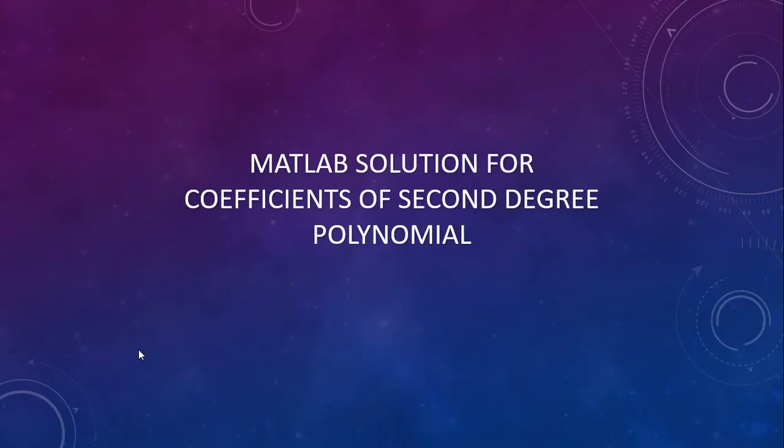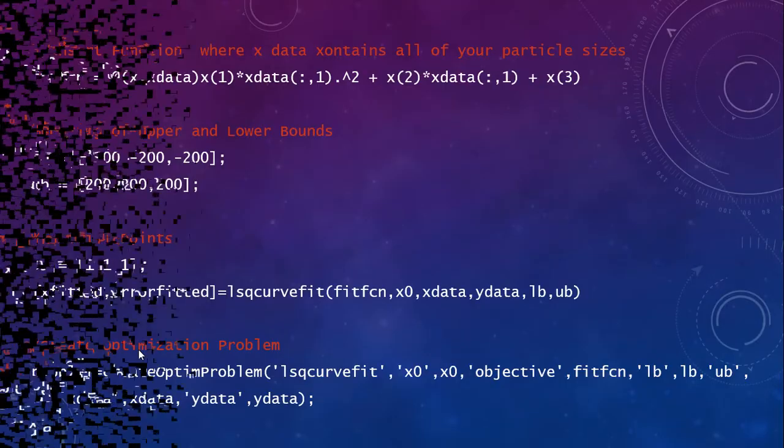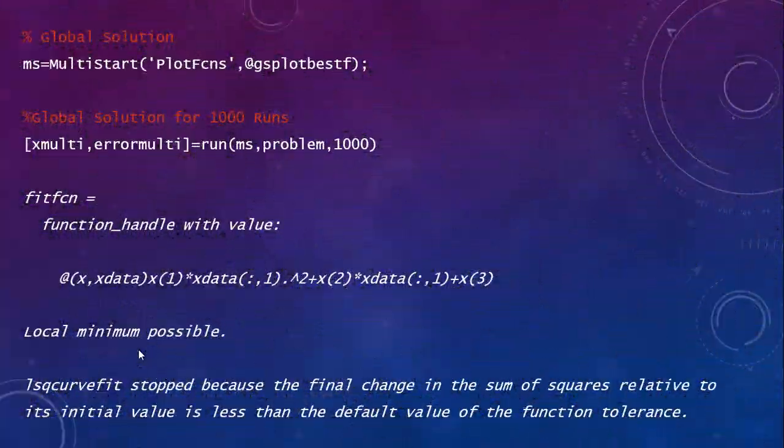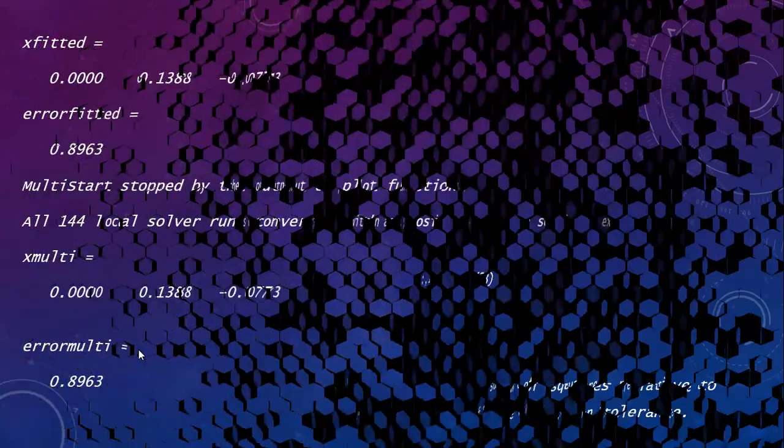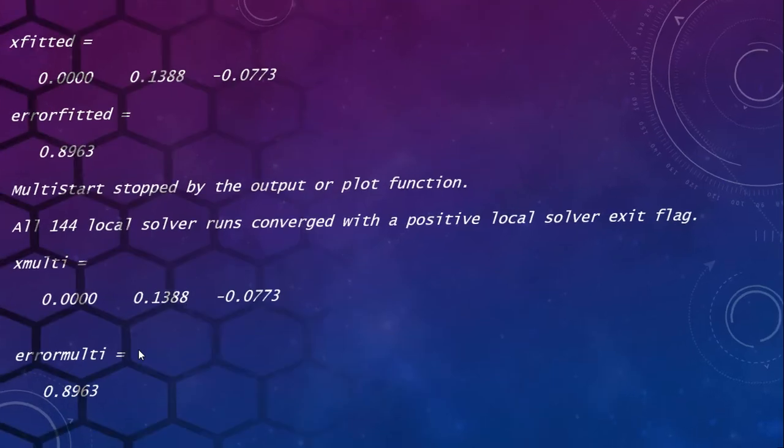We start with the first one, MATLAB solution for coefficient of second degree polynomial. So these are the codes that we wrote then to generate our function. The code still continues. If you want to check the code, you can pause the video and see if you are interested.